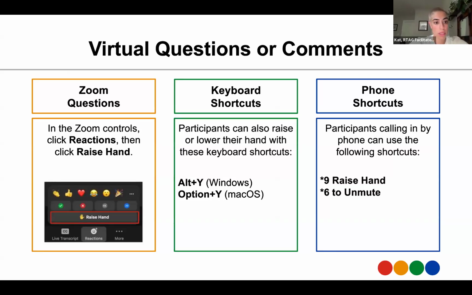So now we will take questions or comments. If you would like to share a question or comment in the Zoom controls, you can click reactions and then click raise hand. On the keyboard, you can also raise or lower your hand with shortcuts, the Alt and Y key on Windows, and the Option and Y key on a MacBook. And if you're calling in, you can use the following shortcuts. You can press *9 to raise your hand and *6 to unmute. And of course, you can ask questions in the chat as well. All right, I will start with Jennifer, and then I will go to a chat question.